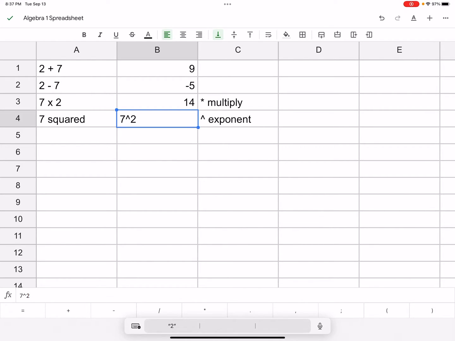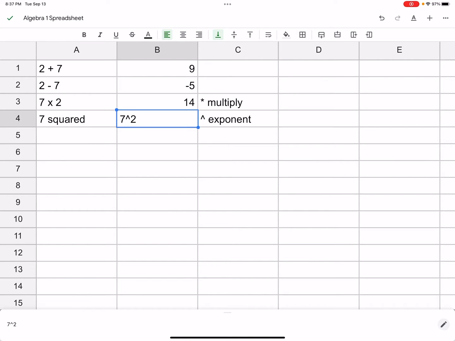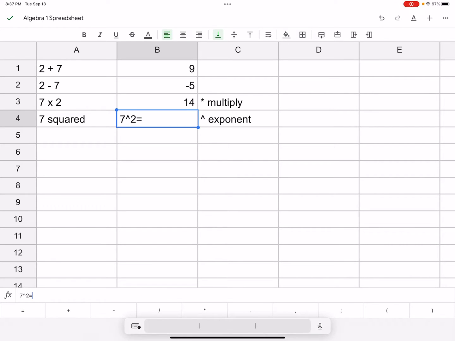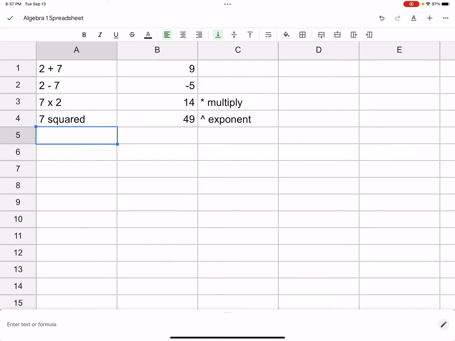for 7 times 7 to be 49. Oops, what did I forget? I forgot my equal sign. If I don't put an equal sign there, it's never going to know that this is an equation. Oops, get rid of that one there. And equals. There we go. That's what I'm looking for.